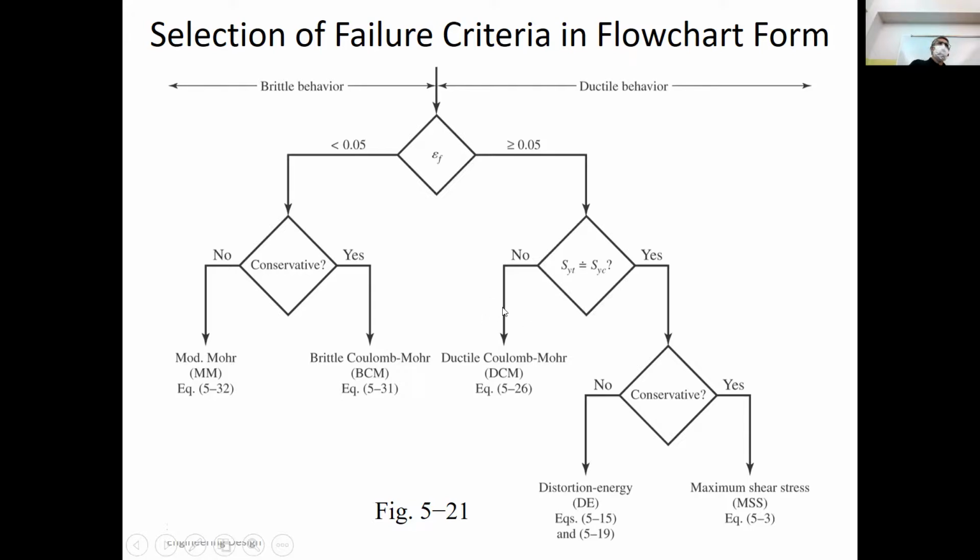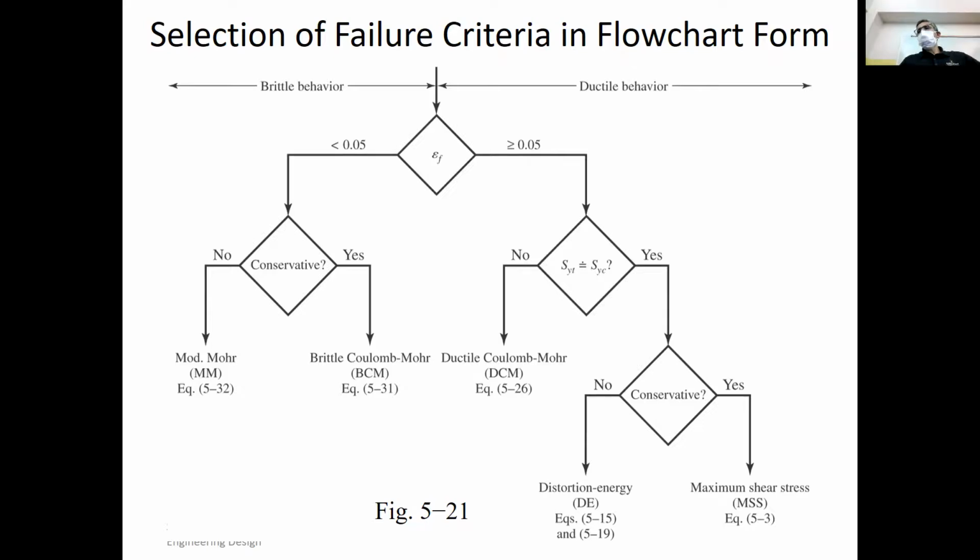If your part is made of a brittle material, failure would occur at a strain that is less than 5%. And you still get to ask yourself the question, do I want to be accurate or conservative? If you're conservative, you're simply using the brittle Coulomb-Mohr theory. If you want to be accurate, you're going to be using the modified Mohr theory.